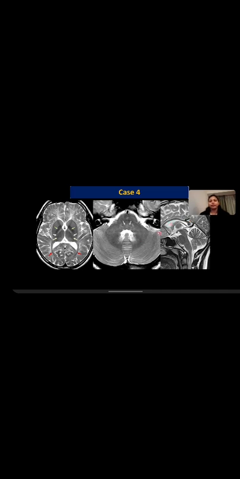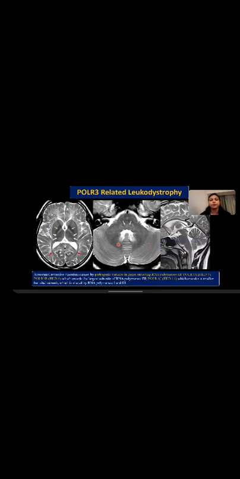In this pattern, the clinical clue is that, so this image is not mine, taken from one of the very nice articles. So this patient has hypodontia and also has hypogonadotropic hypogonadism. So hypodontia, hypogonadotropic hypogonadism with hypomyelination. Yes, brilliant. So it is 4H syndrome. So this is POLR3 related leukodystrophy. So there can be pathogenic variants in the genes encoding RNA polymerase 3. It can be POLR3A, POLR3B, as well as POLR1C. In this case, it was POLR1C.